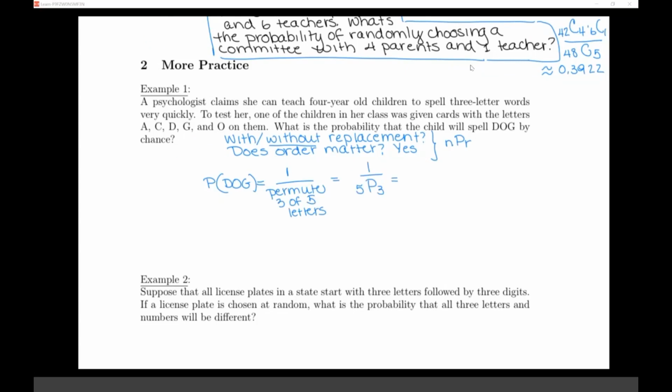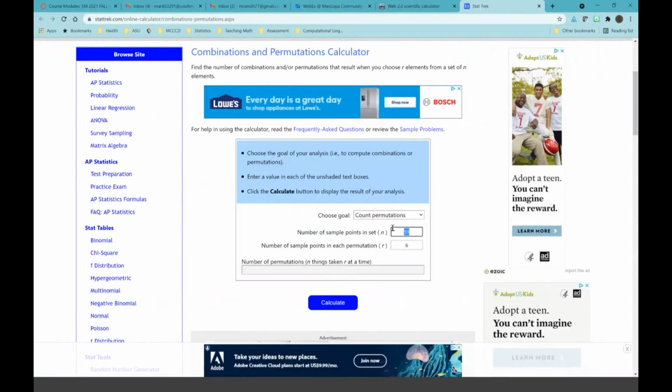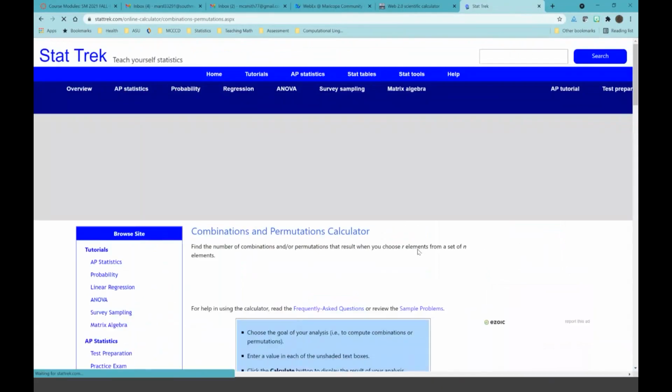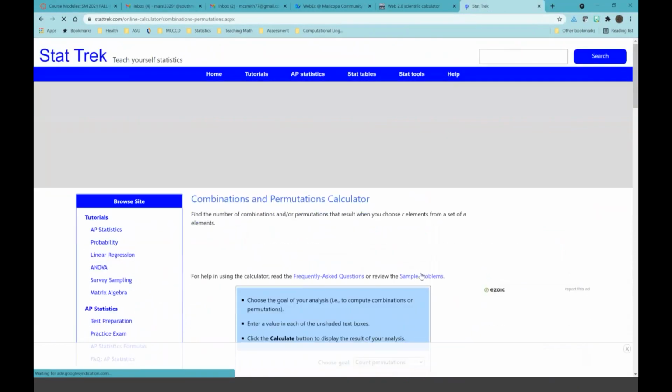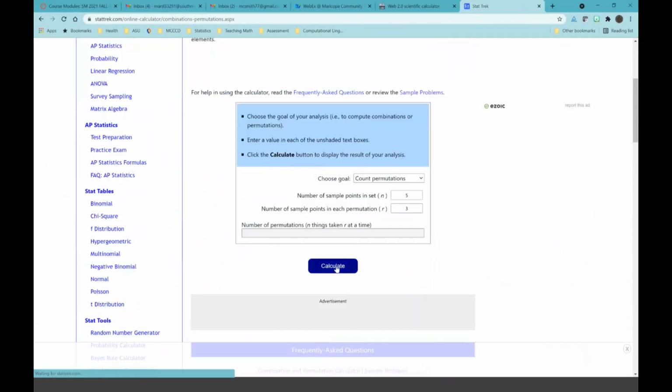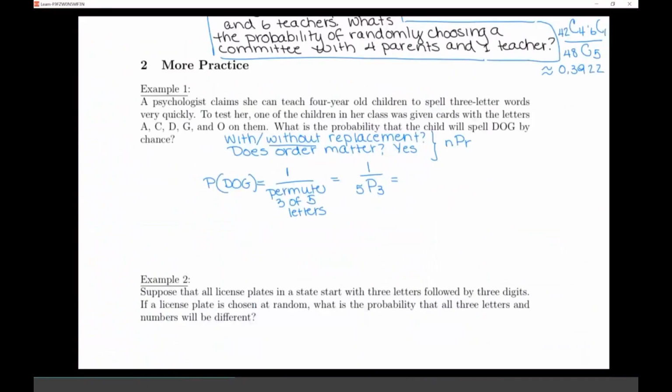And again, if I go to my permutation calculator, here I'm going to count permutations. I have 5 things and I want to permute 3 of them. I get 60. Okay, 60 permutations. Again, not sure why things are jumping around. So this is 1/60th. What do you think?